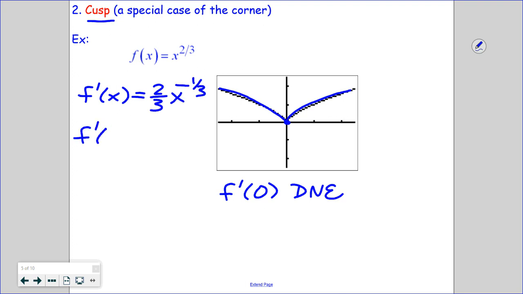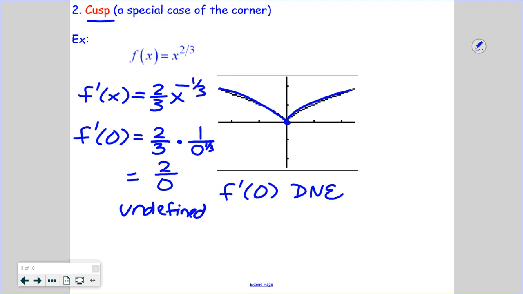But look what happens if we try to plug in 0. We're going to get two-thirds times, okay, now remember, x to the negative 1/3 is the same as 1 over x to the 1/3. So if I plug in 0 for x, we're going to end up with 2 over 0, which is undefined. So you can see, algebraically, why the derivative does not exist at 0, because if you tried to do power rule, you'll end up with 0 in the denominator.